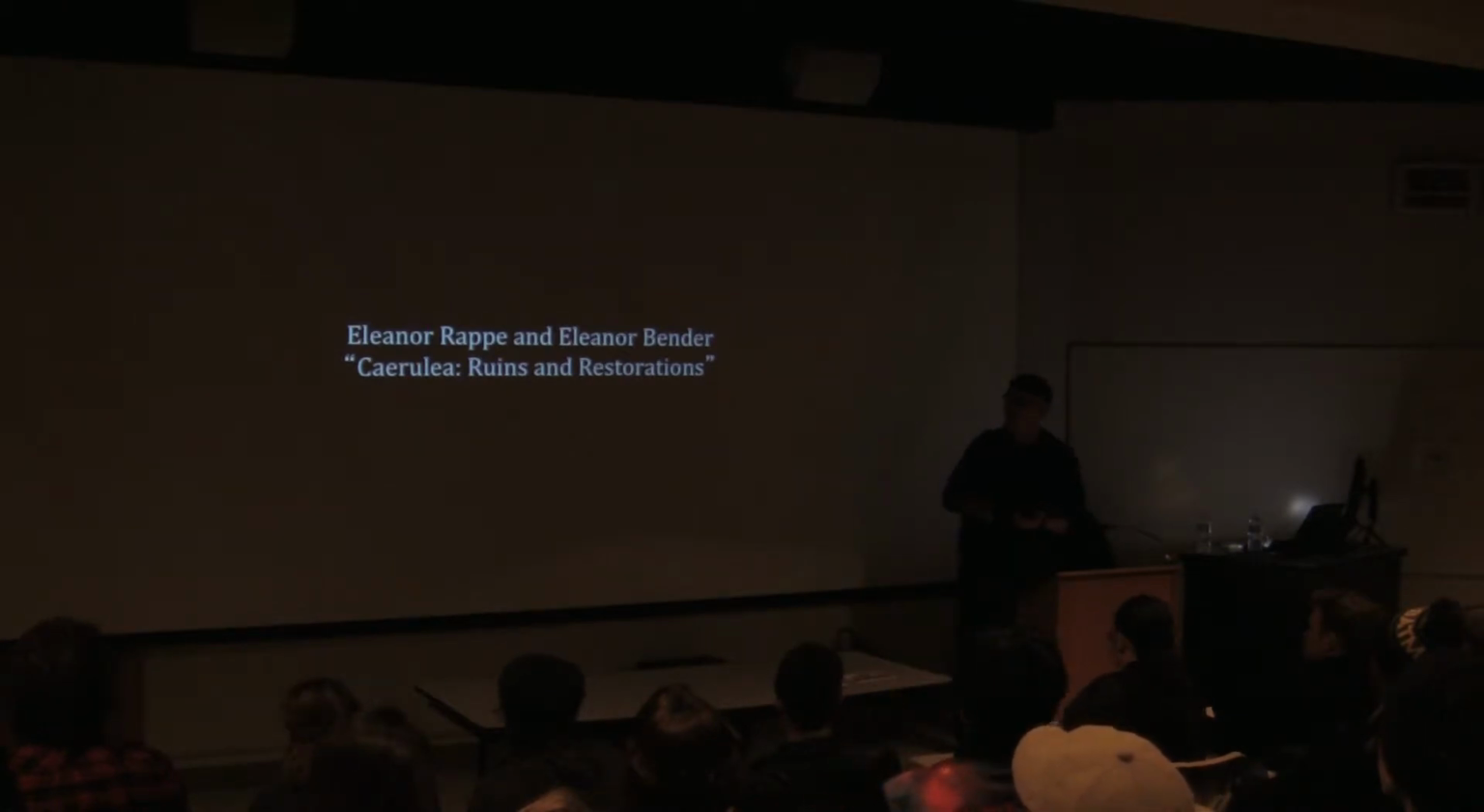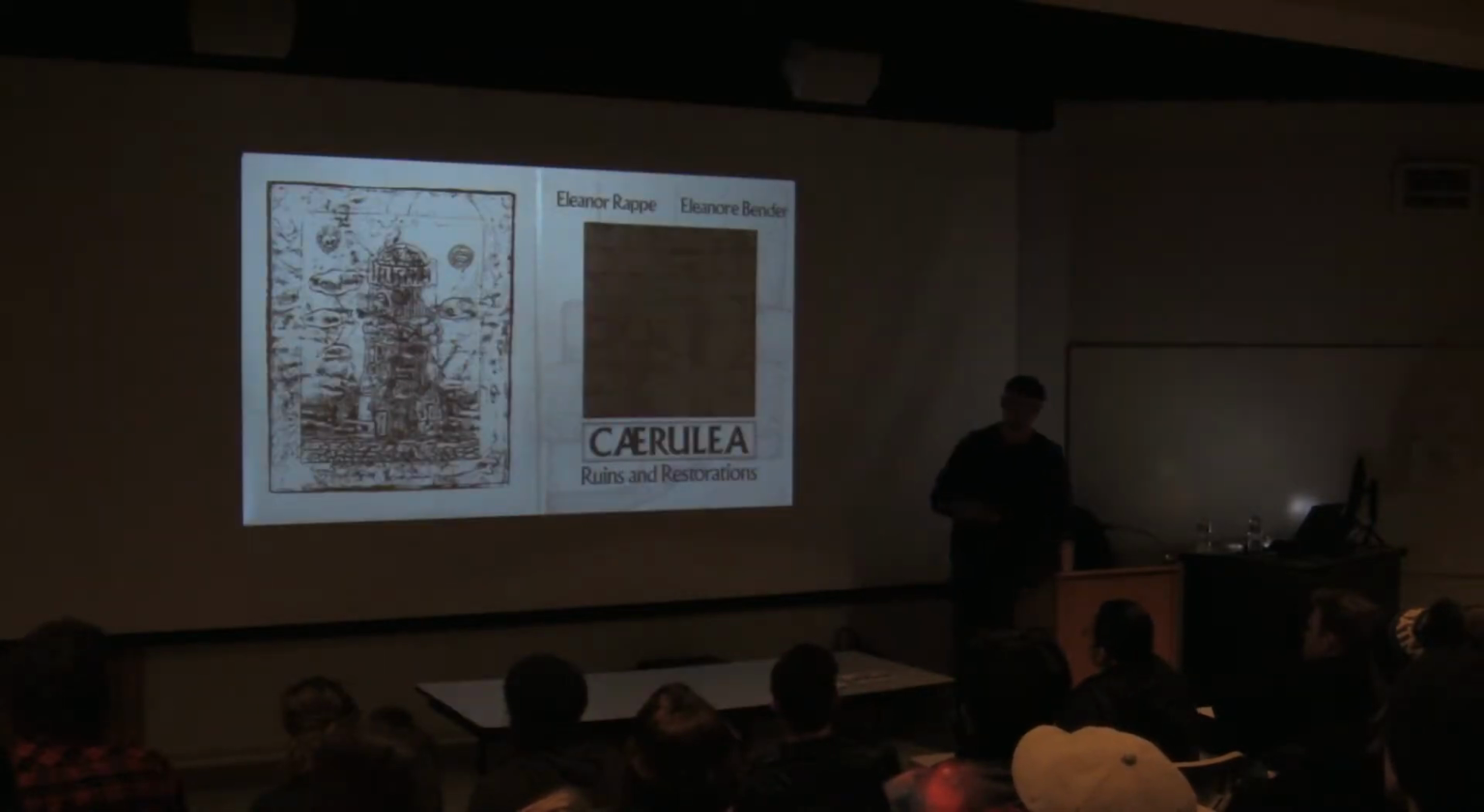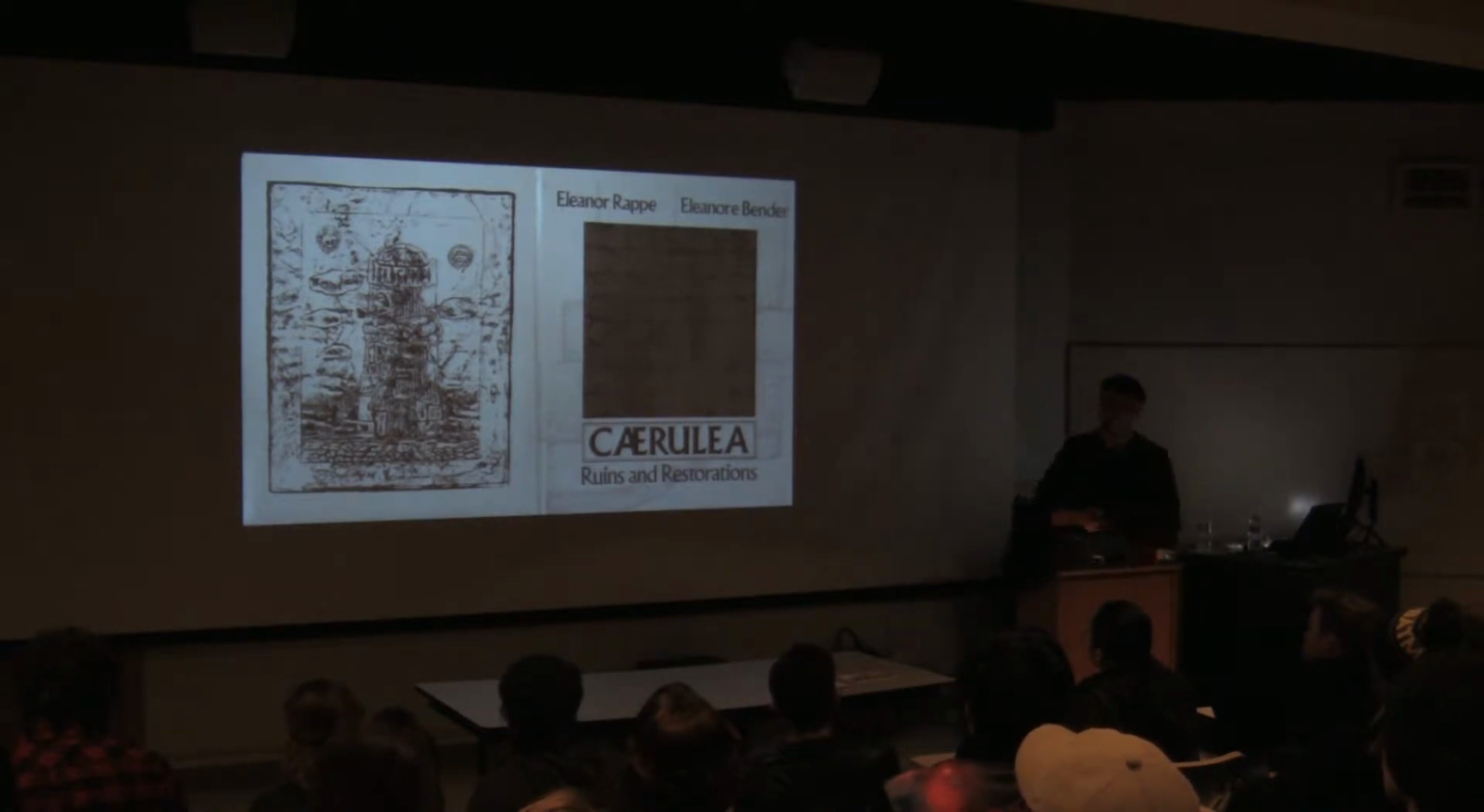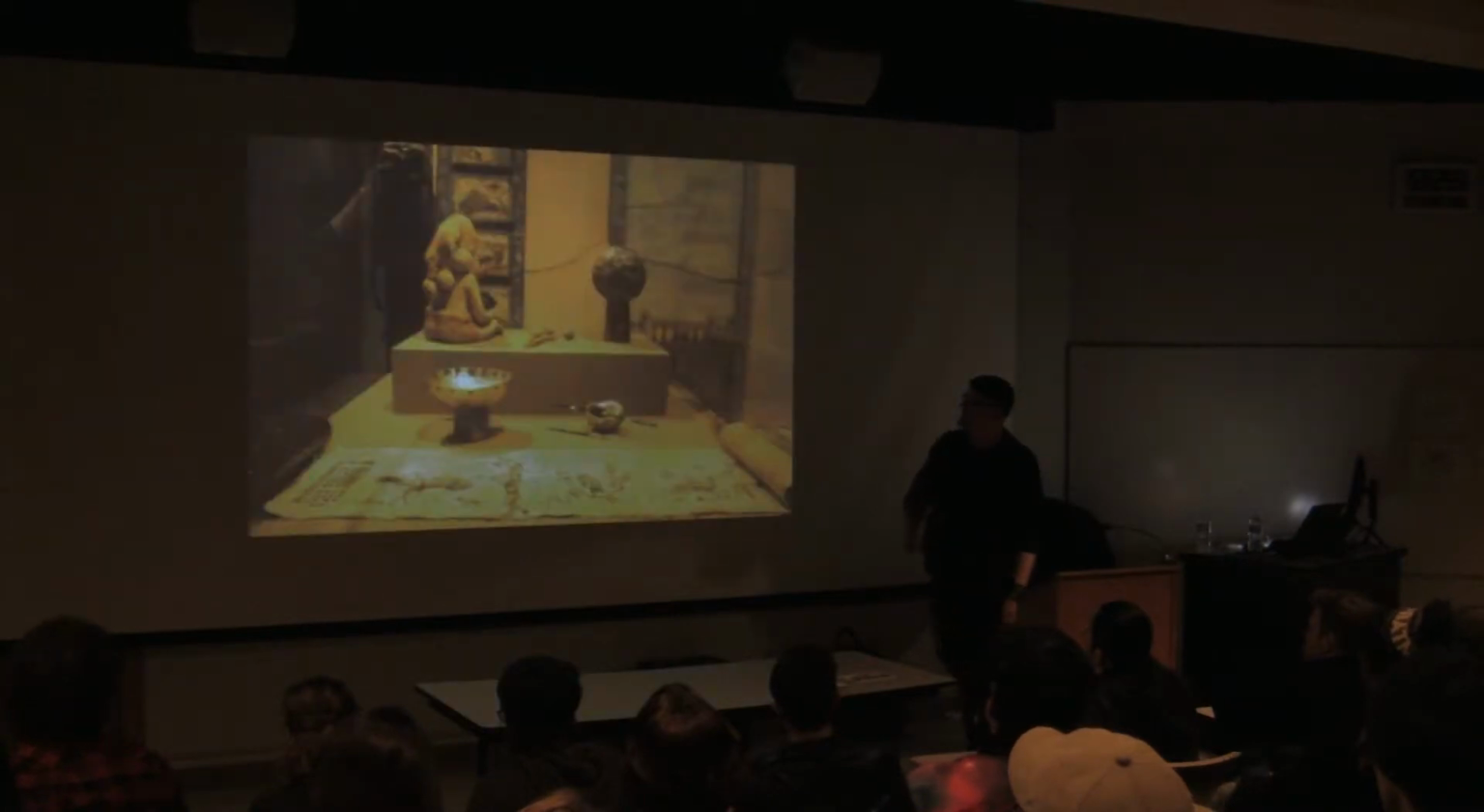Around then, two California-based printmakers, Elmer Rapp and Elmer Bender, created a project that was presented at the DeYoung Museum in San Francisco called Coolio Ruins and Restorations. And they used the same cases that had been used for the Treasure of Tutankhamun show as it traveled across North America in the 70s.